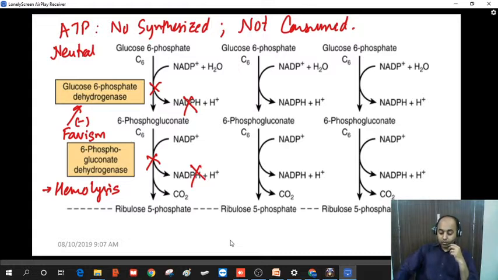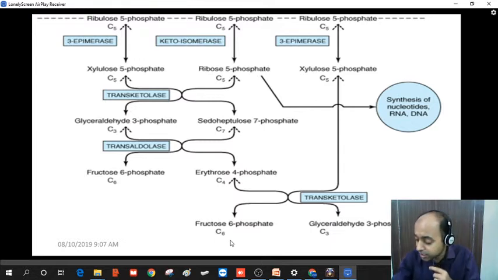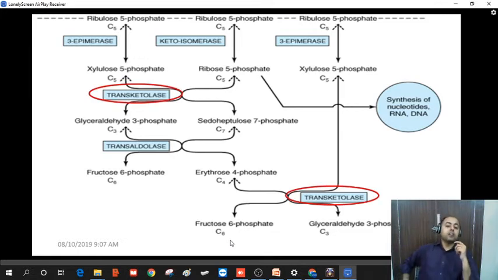Second thing is, this is phase one. Remember, we had described phase one, the oxidative and irreversible phase, and phase two, the reversible non-oxidative phase. Here you have to make note of one very important enzyme, transketolase. We'll make use of this enzyme later. Transketolase requires thiamine pyrophosphate as coenzyme. Vitamin B1 is required as coenzyme, and therefore the activity of this enzyme is used to determine the deficiency of vitamin B1.